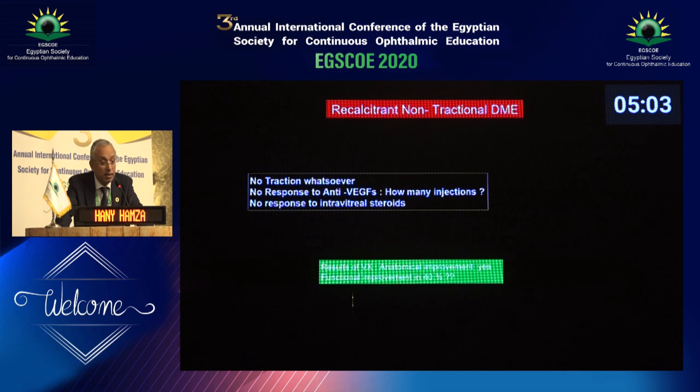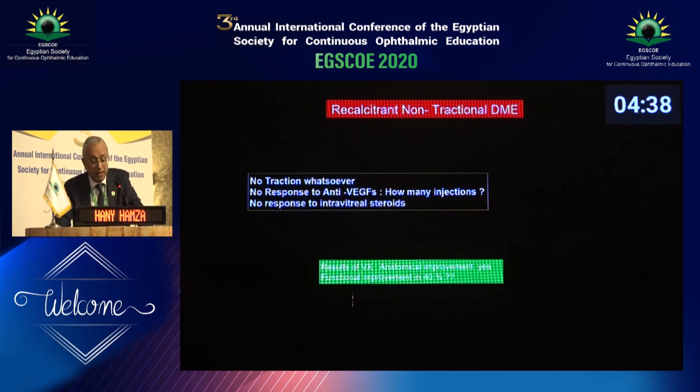In my opinion, if you do 3 anti-VEGF injections and switch to steroids and the patients still do not respond, this is a non-responsive diabetic macular edema. Others consider 6 injections, but on the other hand, which patients will be so patient with their physician to wait for 6 injections without a response? I think this needs to be contemplated and thought over.